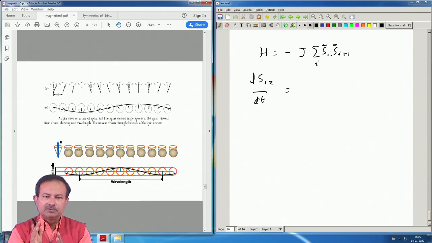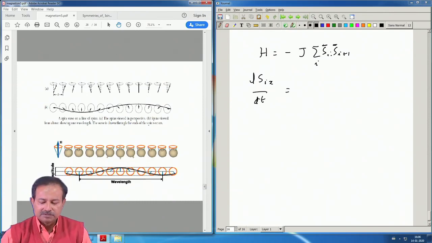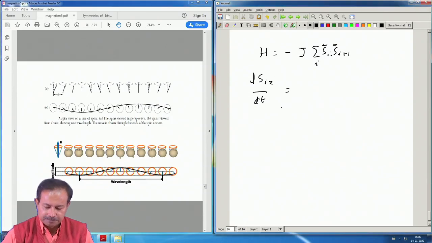Once you start deviating, you generate x and y components. Now, if these deviations are exceedingly small, then the x and y components are very small. So, we will neglect all Sx square, Sy square, they are squares. Okay. So, that is the assumption here.